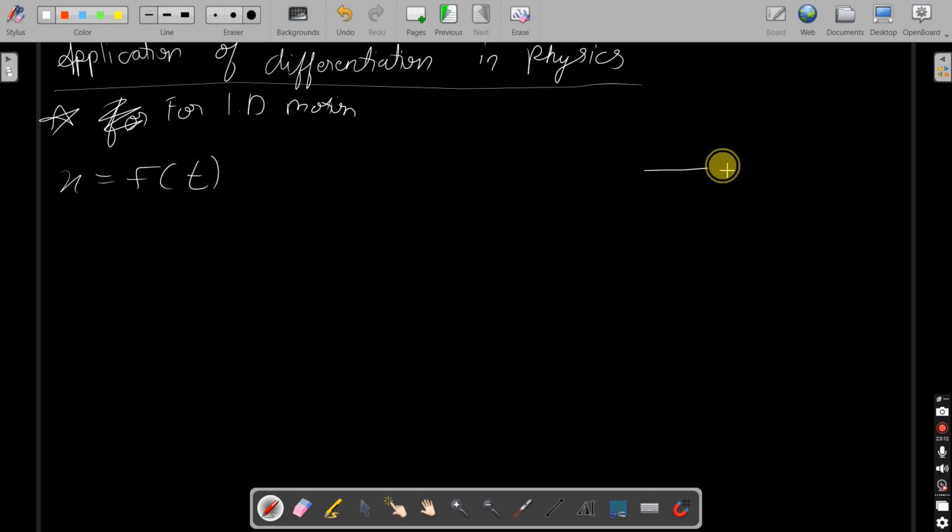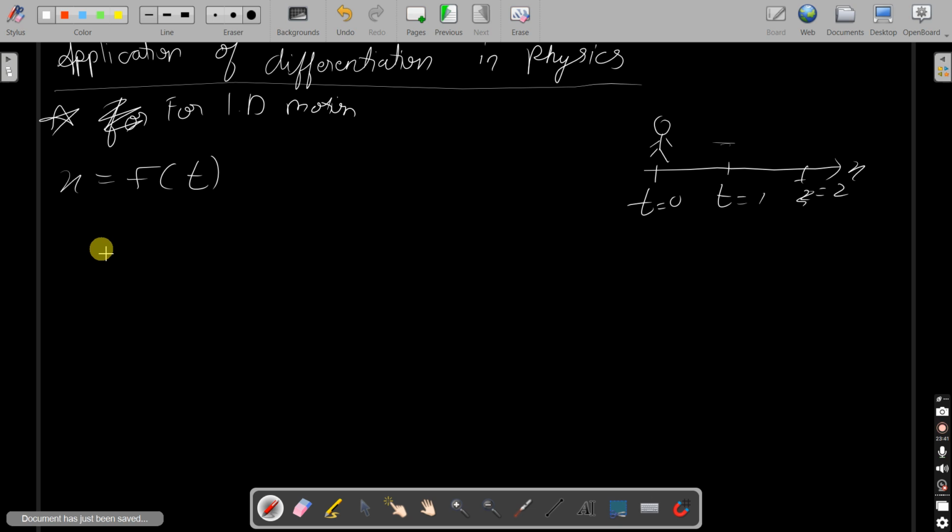Like if we have this x-axis and there is a person here at t is equal to 0, he is here. At t is equal to 1, he will be here. At t is equal to 2, he will be here. So with time, his position is also changing.